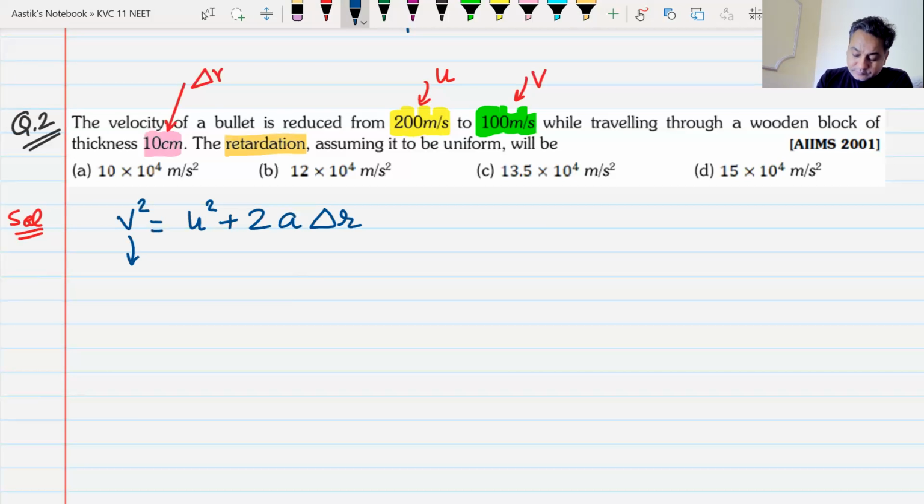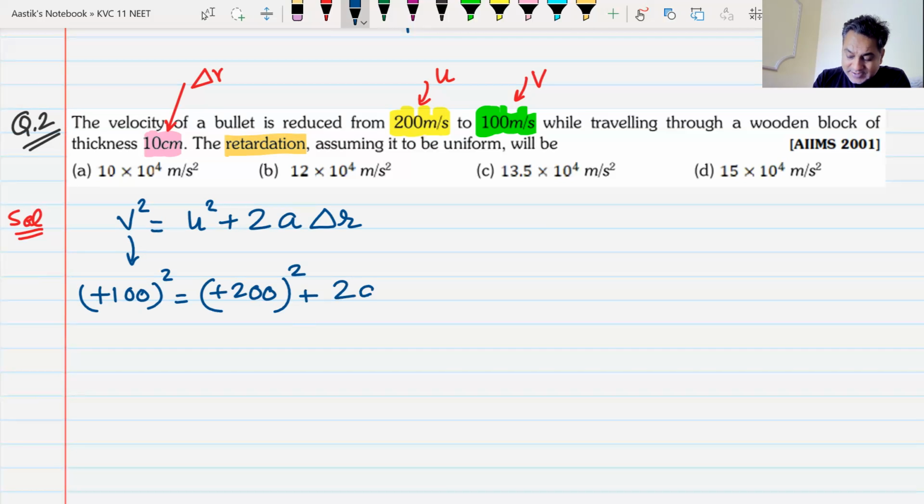My V is 100 square. I'm using the plus sign indicating forward direction. My U is plus 200 square plus 2 times acceleration into displacement. Remember, displacement is given in centimeters, so you convert into meters, 0.1. And from here, you will get the value of A. You will get the value of A like this.